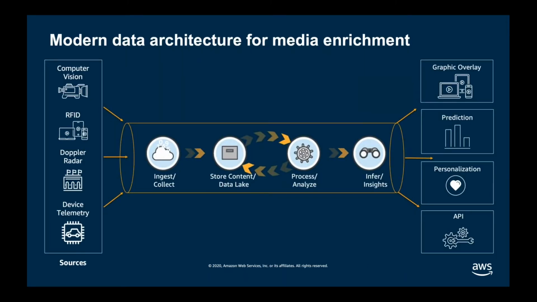Now, when you take a look at the architecture for doing this media enrichment, you have on the left-hand side over here, your sources, right? So a lot of what we're showcasing in this presentation is computer vision, but you can have data coming from multiple sources. And then you want to be able to ingest that into some application there, be able to store that data, process, analyze it, create inferences and insights from there, and then be able to deploy it. This can be deployed as a graphic overlay, predictions, personalization, or as an API.